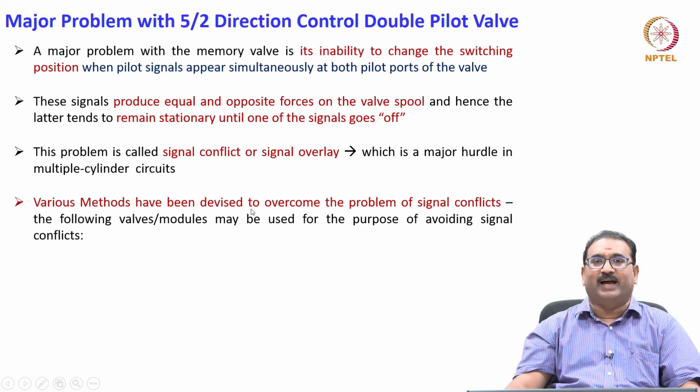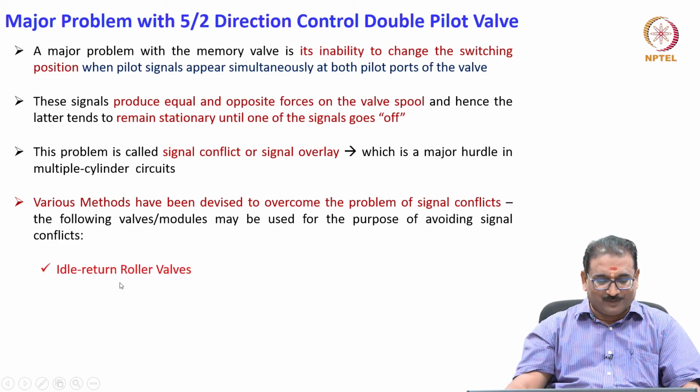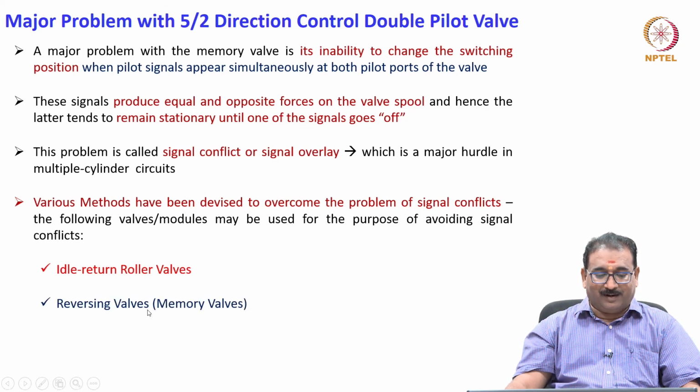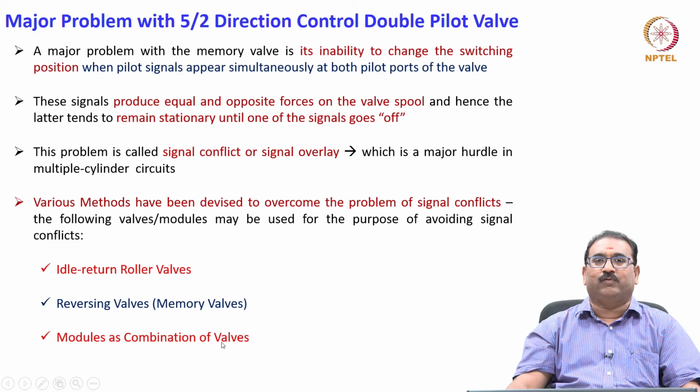Various methods have been devised to overcome the problem of signal conflicts. The following valves or modules may be used for the purpose of avoiding signal conflicts. What are those, friends? You have already seen this: the 3/2 idle return roller valve, reversing valves or memory valves, and modules as a combination of valves.